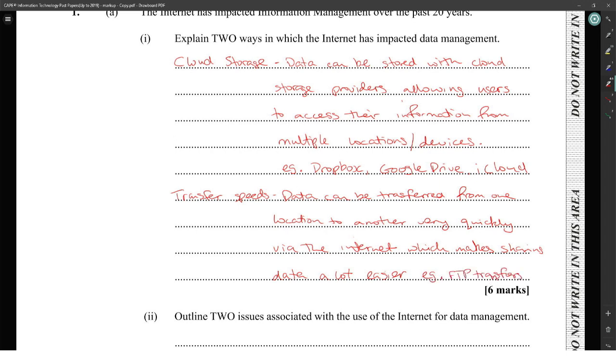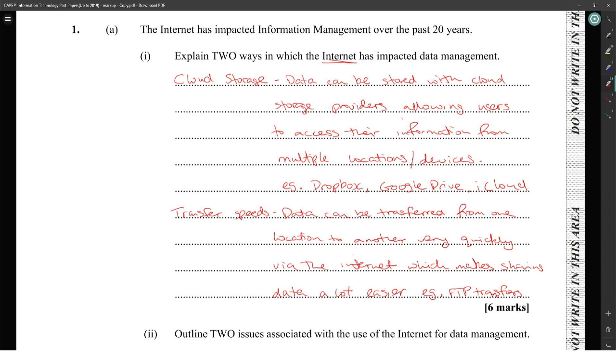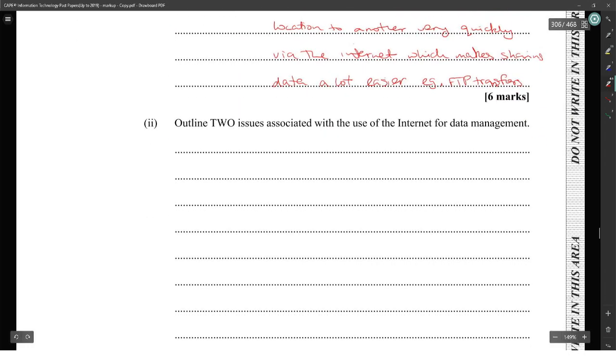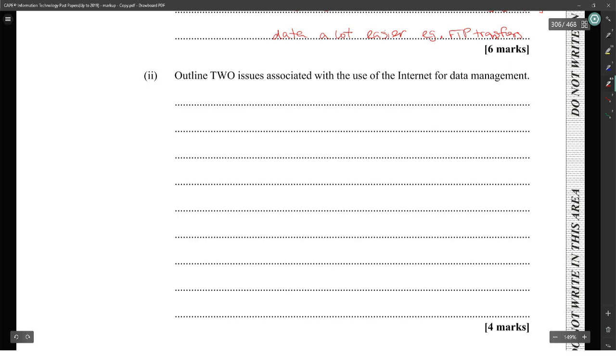Is there another one that impacted data management? So cloud storage, transfer speeds. How has the internet, which is a big network, helped in the transfer? I think that's it. I can't think of any other straightforward one right now. Okay, next one. Outline two issues associated with the use of the internet for data management.